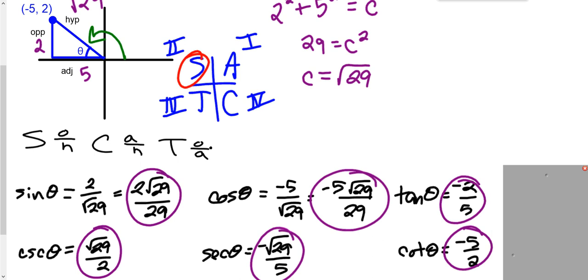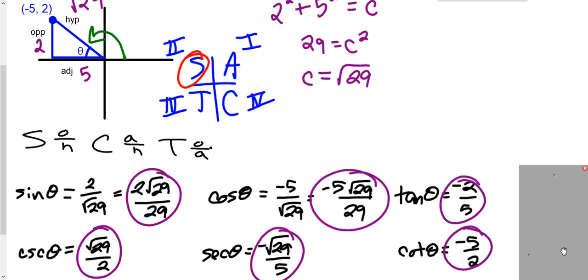So finally, we have tan. Tan is the opposite over adjacent. So the opposite here is 2, the adjacent's 5, so we get 2 over 5. However, because we're in the second quadrant, only sine is positive, which means that tan is going to be negative.